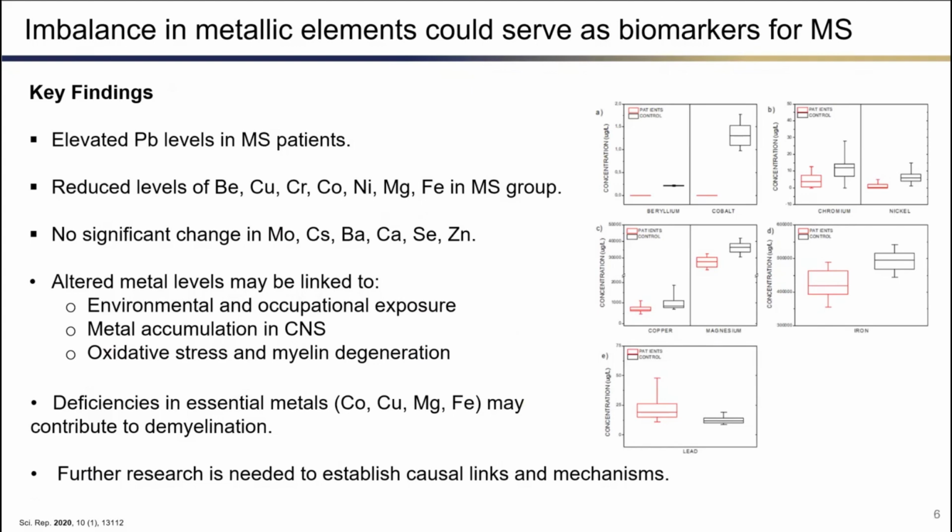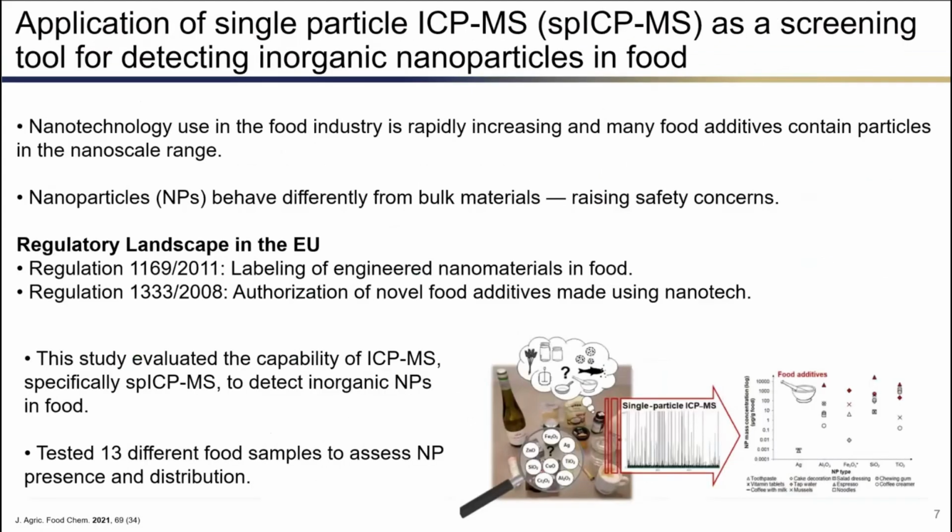However, they acknowledge that further research is needed to establish causal links and mechanisms taking place if metals had a link to multiple sclerosis. The second study is where researchers looked at whether single particle ICP-MS can be used as a screening tool for detecting inorganic nanoparticles in food.